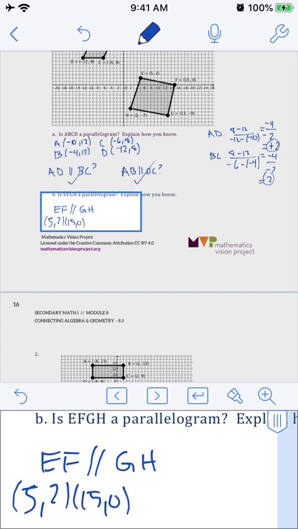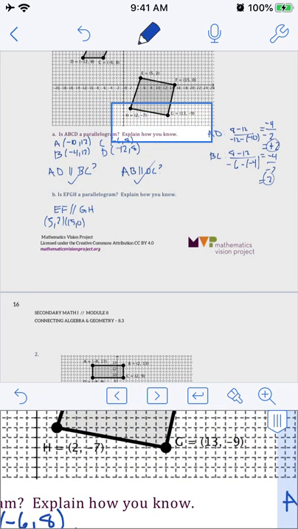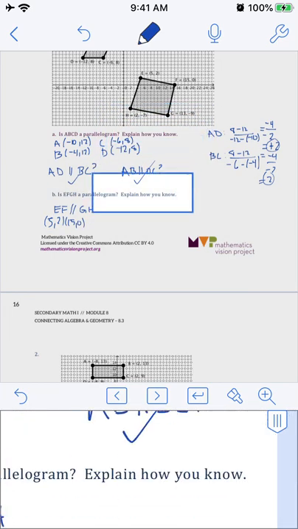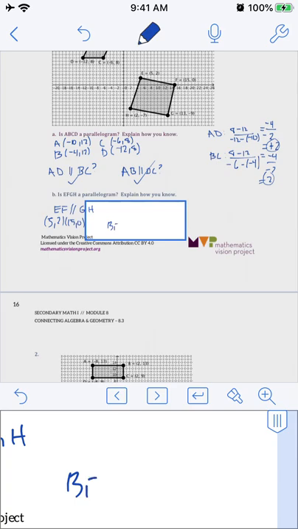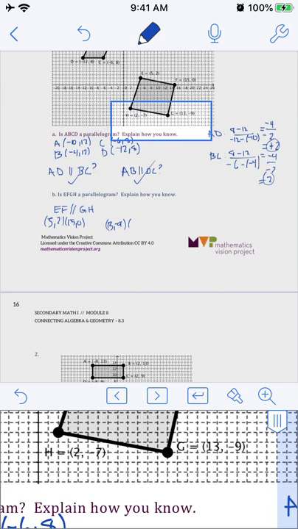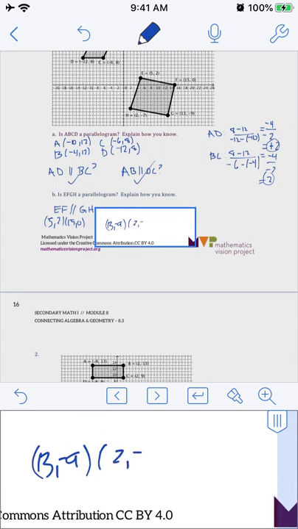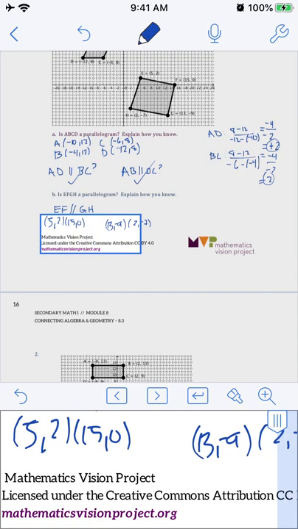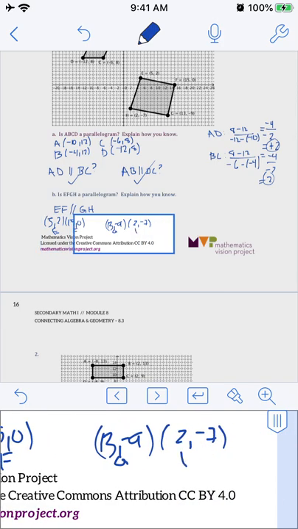F is 15.0. G is 13, -9. And H is 2, -7. So E, F, G, H.